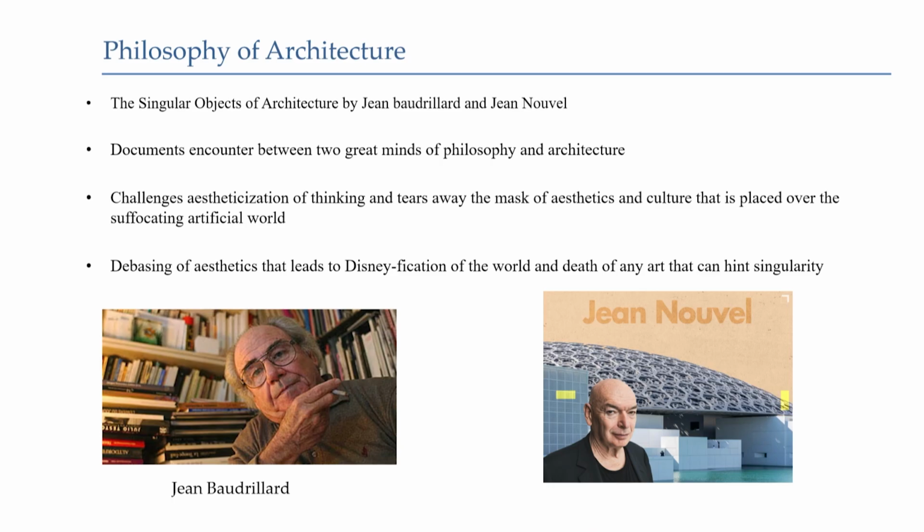Now, in this lecture, I would like to cover a text called The Singular Objects of Architecture by Jean Baudrillard and Jean Nouvel. Both of them happen to be French, and this conversation happened in French, but what we have access to is the English translation of this conversation. It is easily available, and you can Google the PDF form of the lecture. It is also a book by Verso, and you can easily buy this book on various platforms.